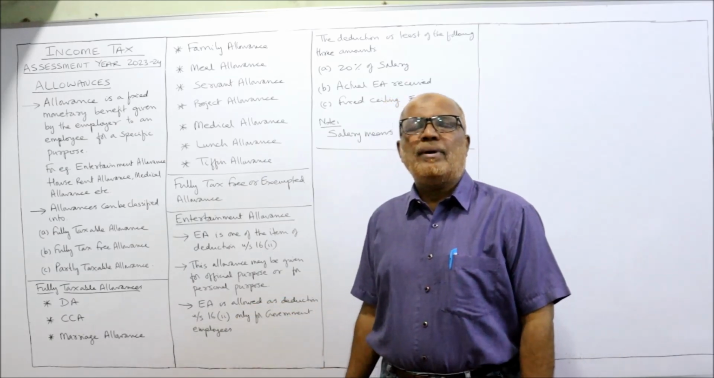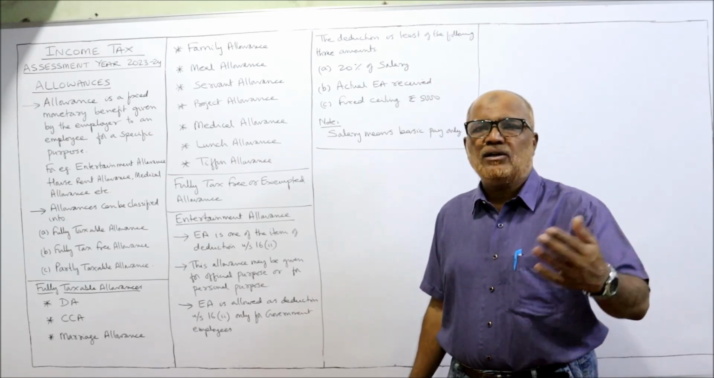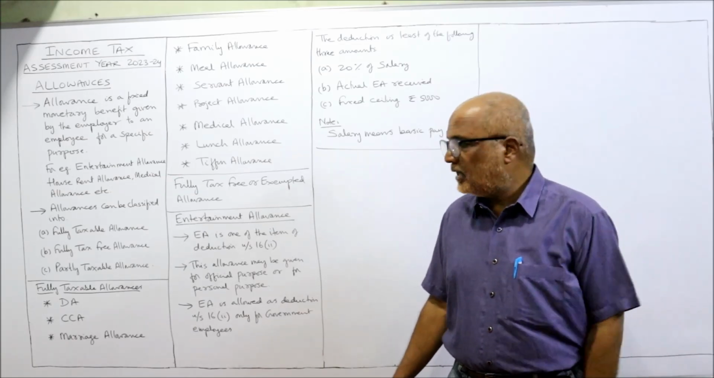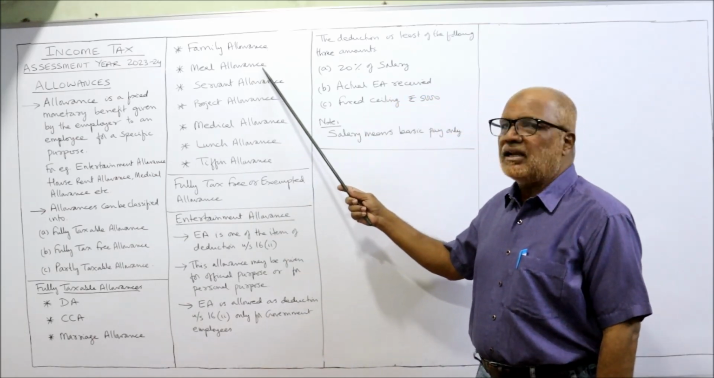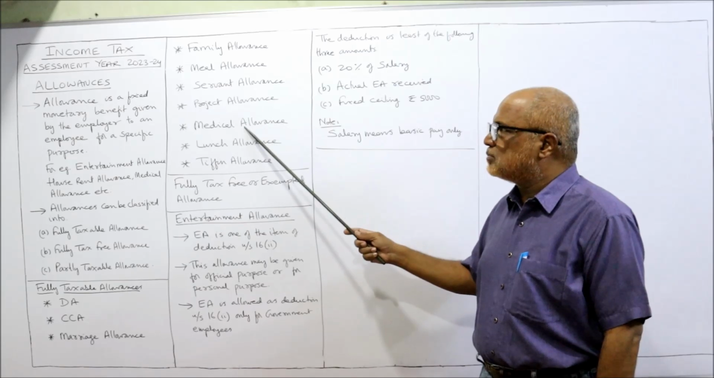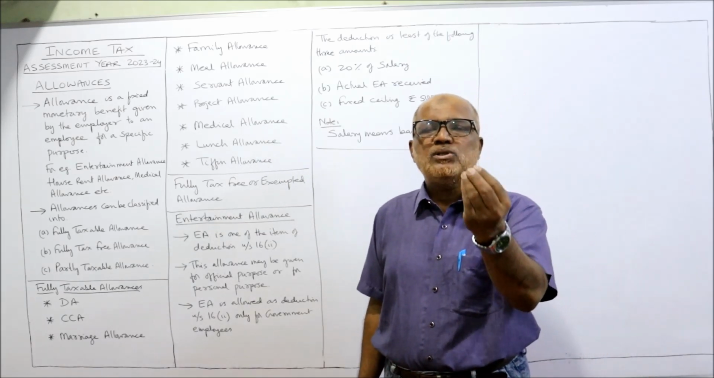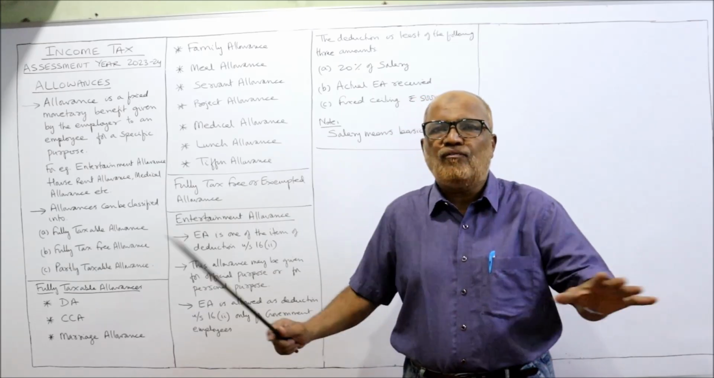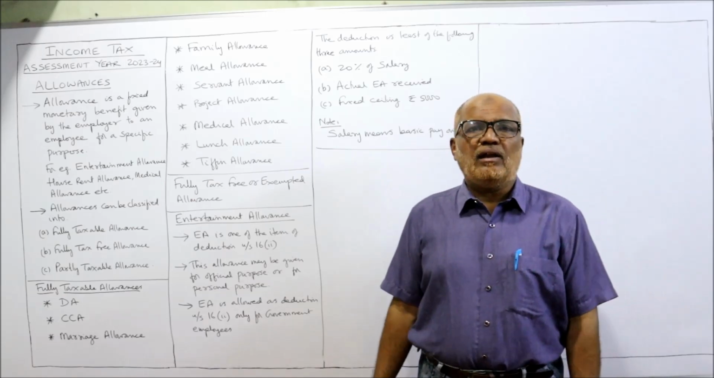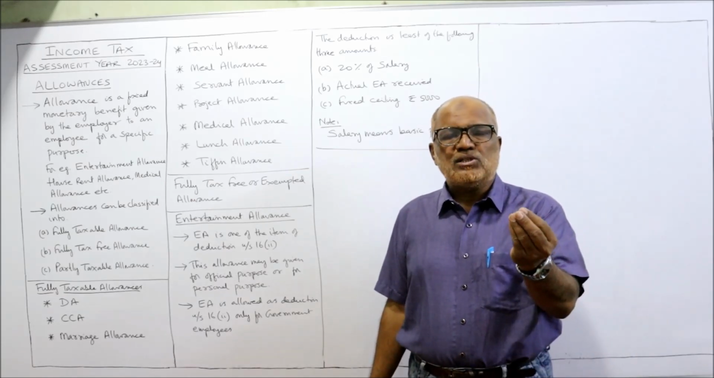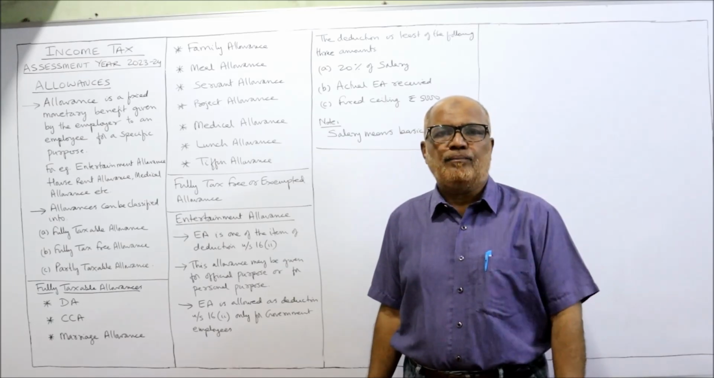Examples of fully taxable allowances are dearness allowance, DA, or high cost of living allowance, additional DA or dearness pay. Whenever you come across these, it is fully taxable. CCA, City Compensatory Allowance. Some businesses give CCA to the employees. That is also fully taxable. Then marriage allowance, family allowance, meal allowance, servant allowance, project allowance, medical allowance, lunch allowance, tiffin allowance. These are a few examples of allowances which are fully taxable.